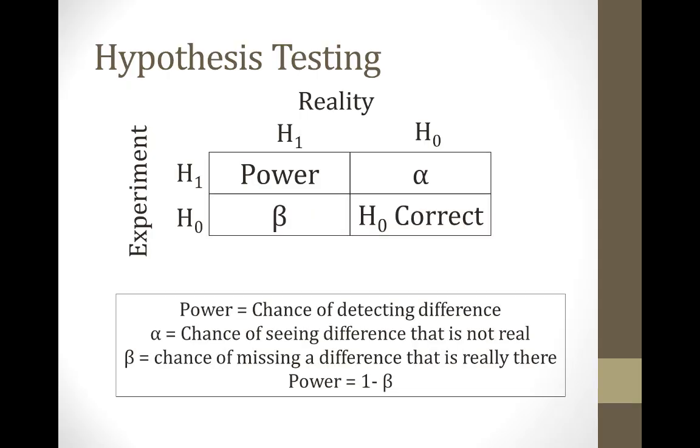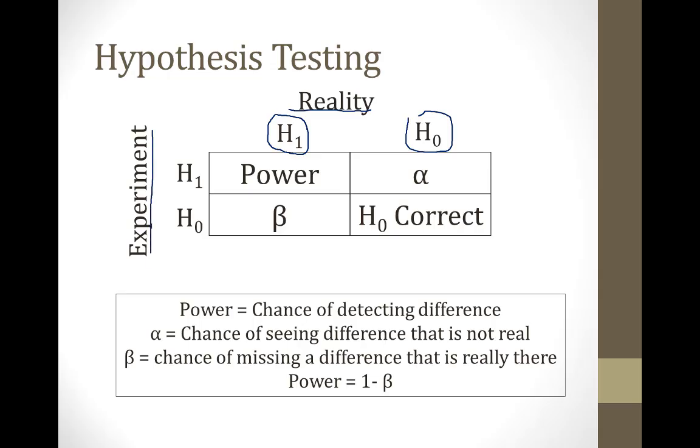So the four possible outcomes of our study are generally written in a 2x2 table like this. So reality is put along the top. This is the truth. This is whether there is a real difference between the means. And H1, or the alternative hypothesis, is right here. So this would mean that in reality, the two means are truly different. And H0, the null hypothesis, is over here. So this would mean that in reality, there's no difference between the means.